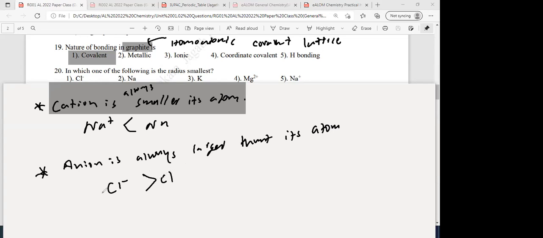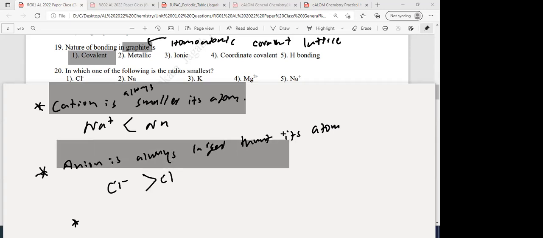Then the third one you can write. We can easily prove this by looking at the configuration. If you write the configuration, when electrons are added to an atom, it increases in size. When electrons are removed from an atom, it decreases in size. That's the theory behind this. Okay, please copy down. And the other most important thing, when the charge of the anion increases, size increases.